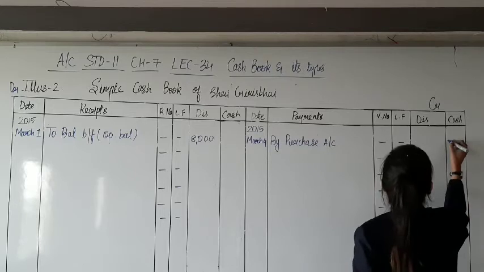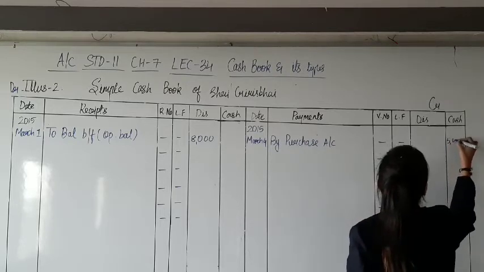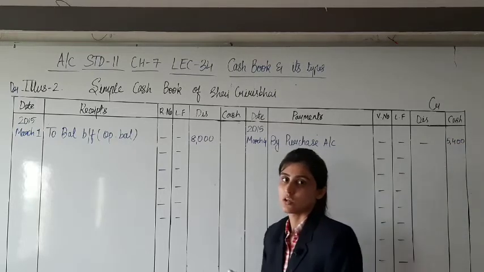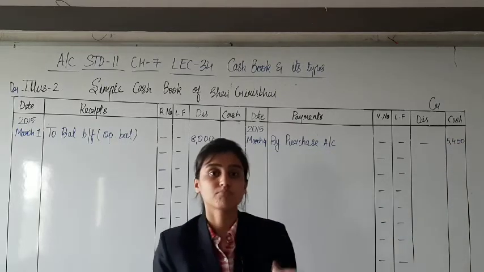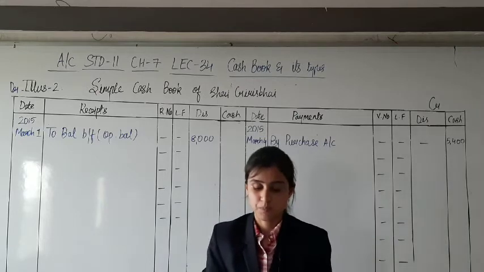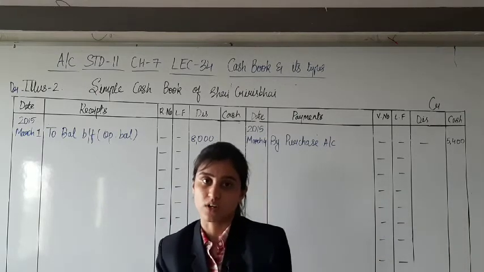In the column of cash. And in discount it is dash. You might be thinking why? Because this is trade discount. This is not cash discount. Yes? Trade discount is to be calculated but is not to be shown in the books of accounts.